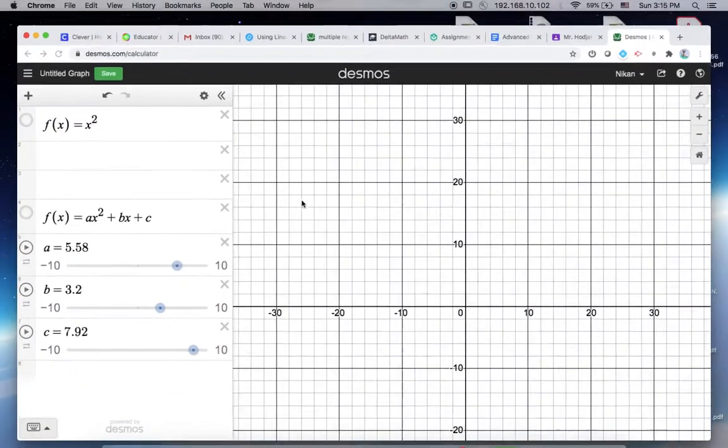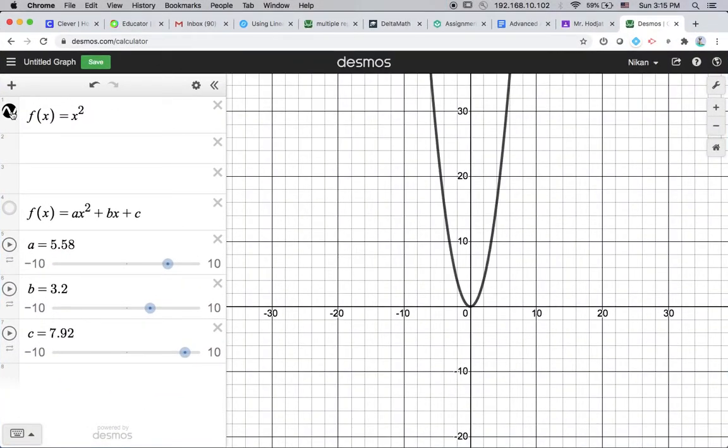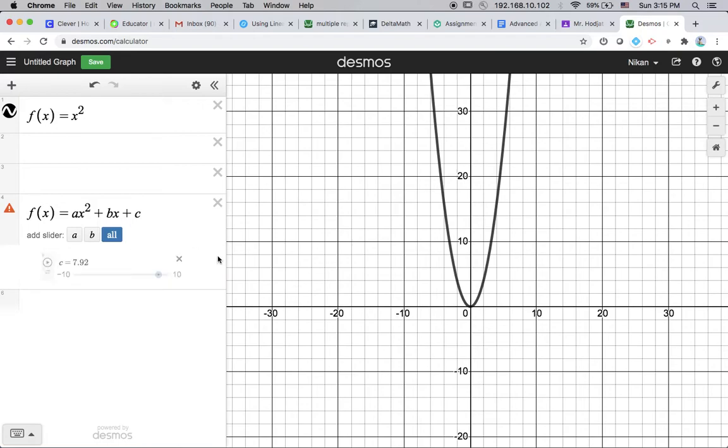If we go back to Desmos and remember what the parent graph looks like, notice that this leading coefficient here, it looks like there's no number in front of the x squared, right? But there's actually a 1 there. It's an implied 1. Whenever this leading coefficient, this a value, is 1, then the parabola is going to open up.